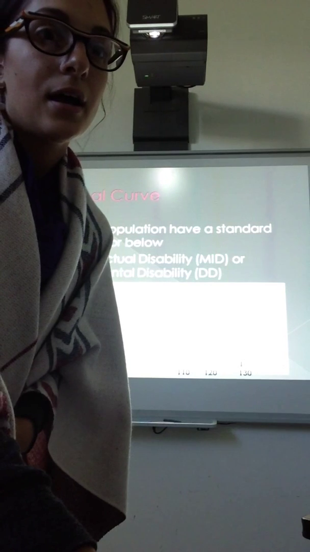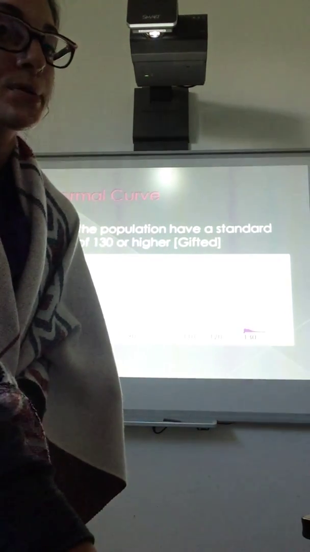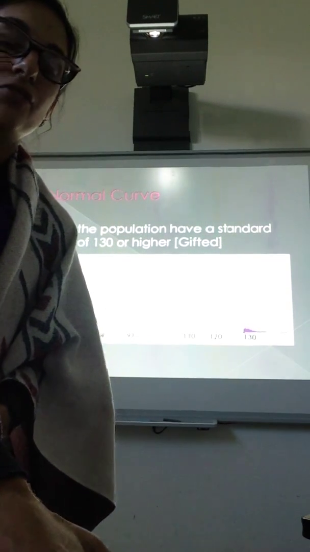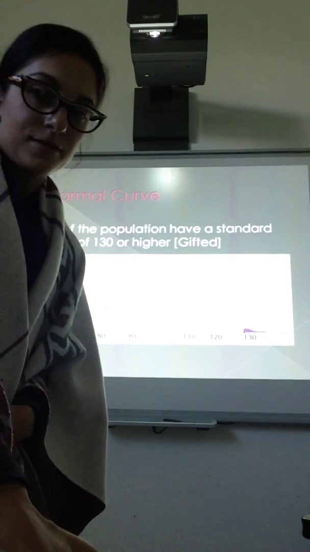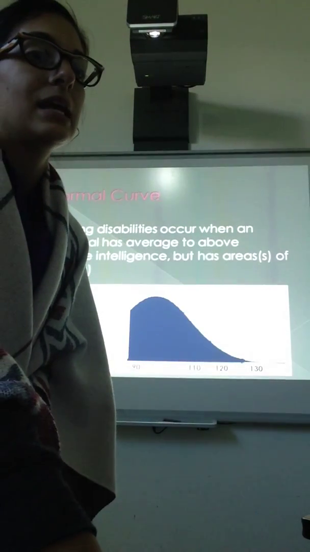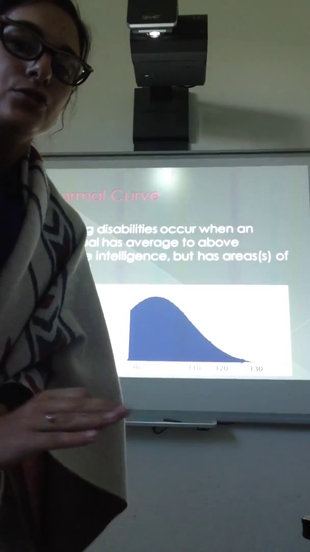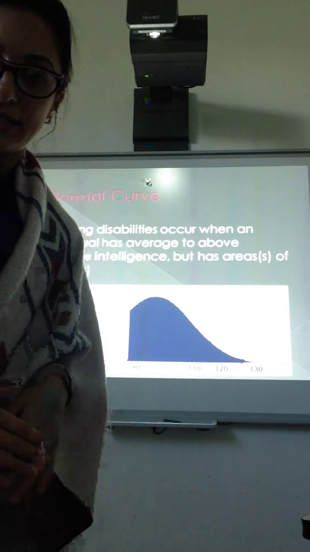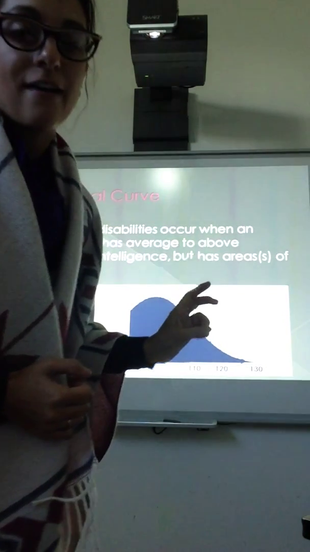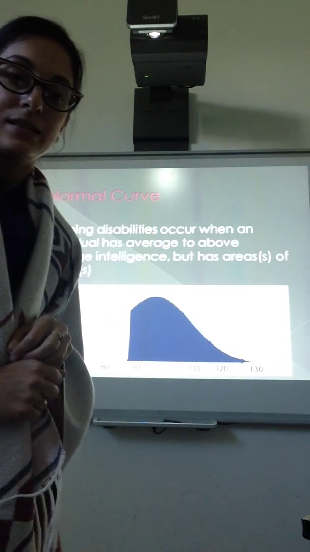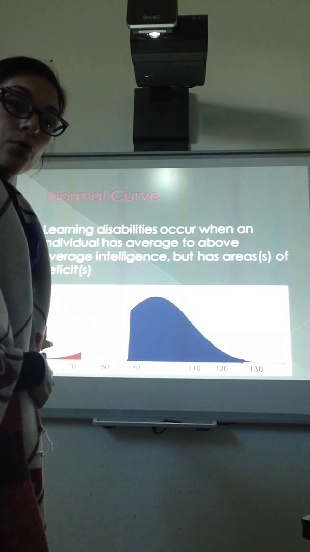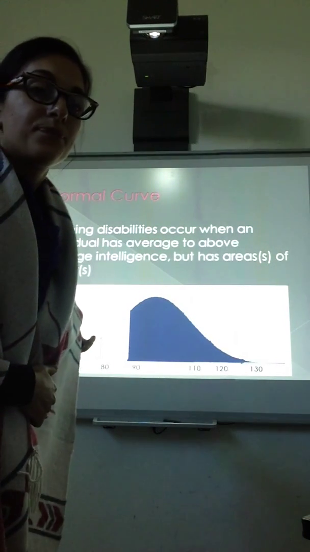And on the other end of that, 2% of the population have a standard score of 130 or higher. And again, if we're looking at intellect, that could be the gifted range. Okay, so what does that mean for a learning disability? In order to meet the criteria for a learning disability, your intellect has to fall within the average to above average range. So the intellect has to be there. And then your areas of deficit, which we'll talk about in a second, would be in the lower range.